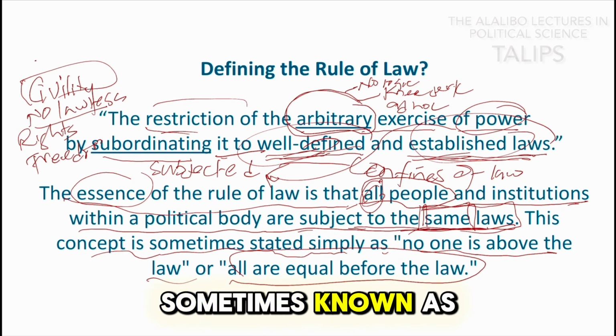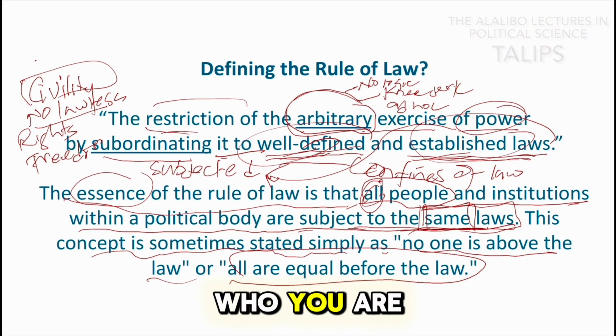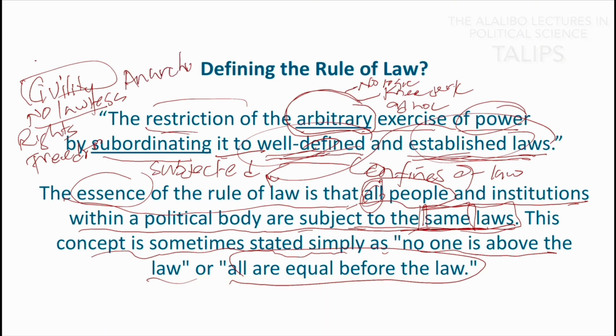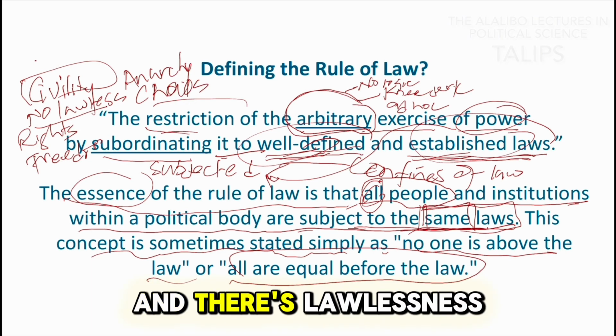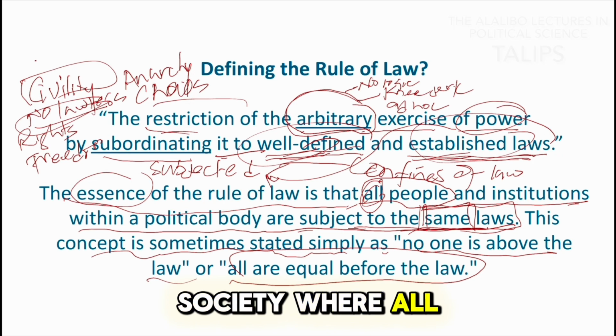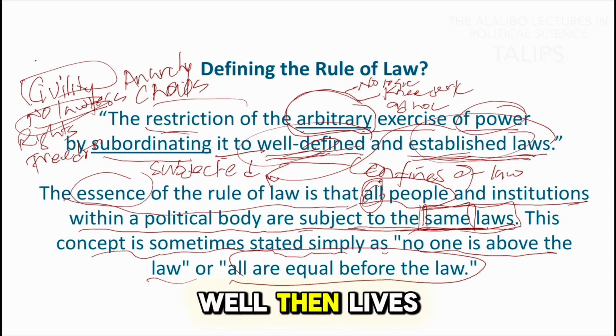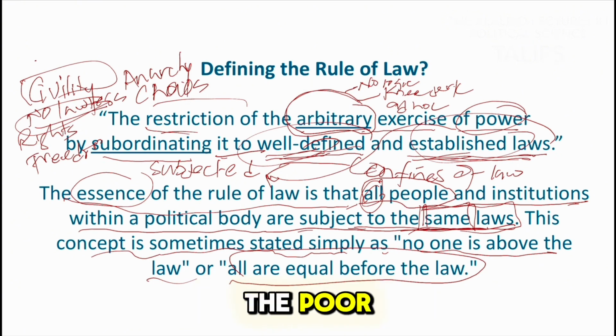And this is sometimes known as nobody's above the law. It doesn't matter who you are, you cannot be above the law. In a society where some are above the law, there is anarchy. There is anarchy, there is chaos, right? And there's lawlessness. And in a society where all of these are present, well, then lives are not protected, properties are not protected, the rich get their way, and the poor, the masses, are the ones that suffer. So, this is the rule of law as defined and as applied in civil society.